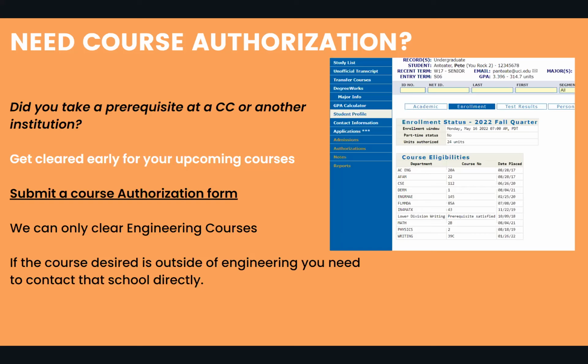On your student access, as you can see in this picture, on the left-hand side, there is a student profile tab, and under enrollment, you can see some of the course eligibilities. As we clear you for certain classes, they will be listed here. Please note that you don't have to be cleared for every single class here at UCI, only if you took the prereq outside of UCI. So something to keep in mind during enrollment time. Next slide.